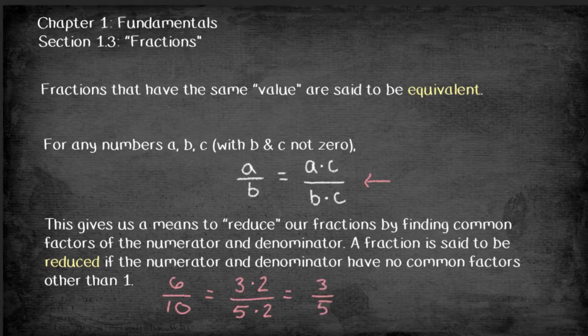Now, you might see in another class someone do something like this to do what they call canceling. It's applying this property of fractions where a over b equals a times c over b times c. You can write it, but it's not strictly speaking necessary. All right, moving on.